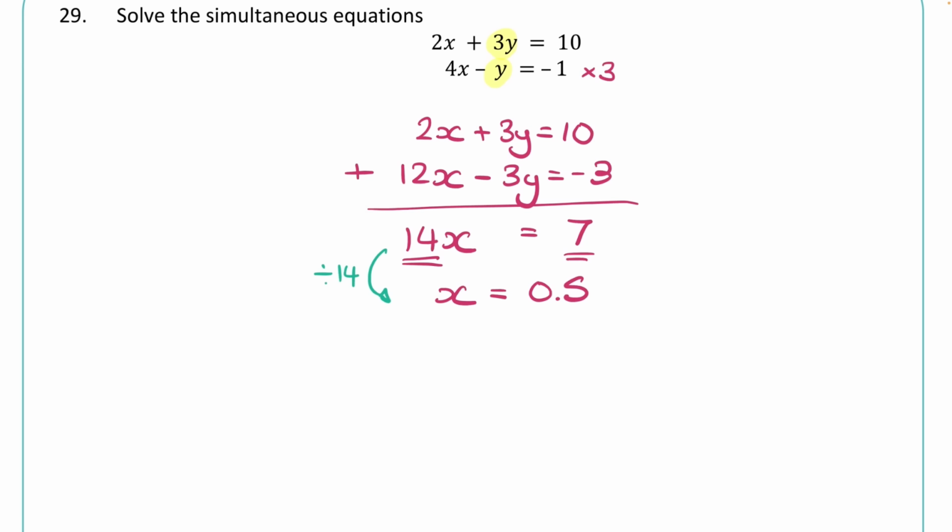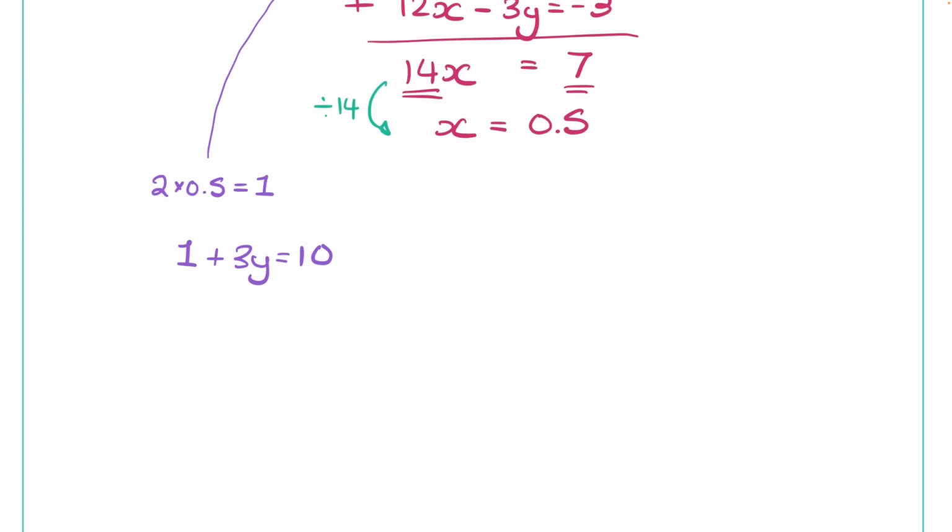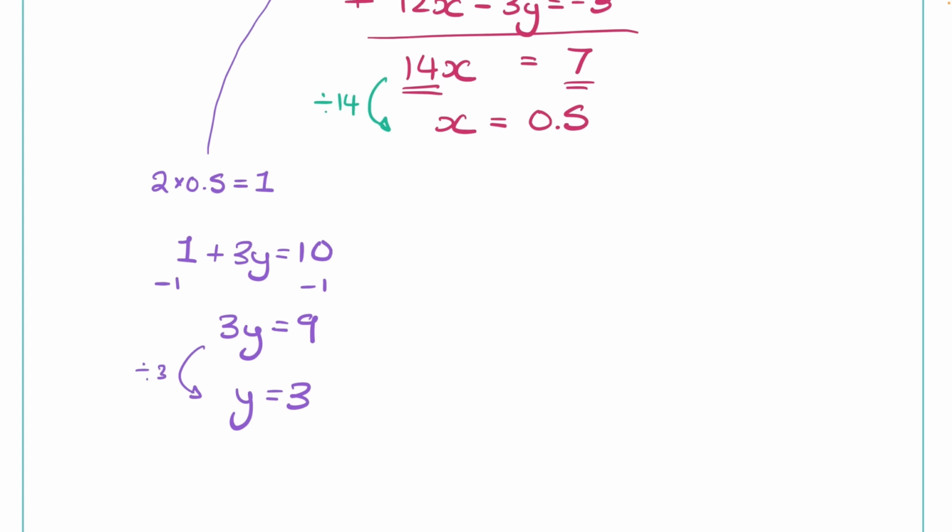I now just need to substitute that value into one of the equations. I'm going to go for the top one. So we have 2 times 0.5 to work out, 2 times x is 0.5, that's equal to 1. So our equation is 1 plus 3y is equal to 10. I can now subtract the 1 from both sides, which leaves us with 3y is equal to 9, and then divide by 3, y is equal to 3. And there we go, there's our two solutions.